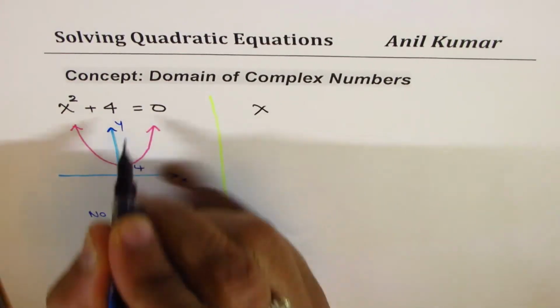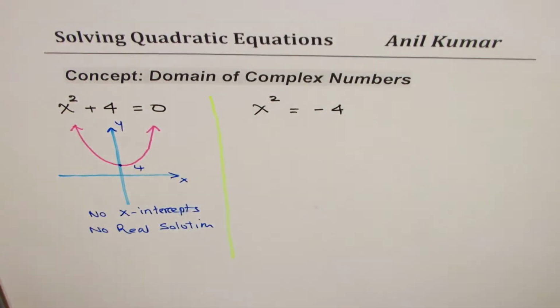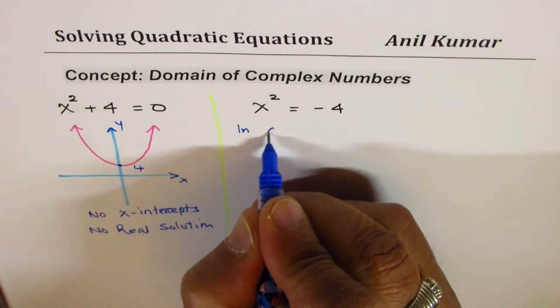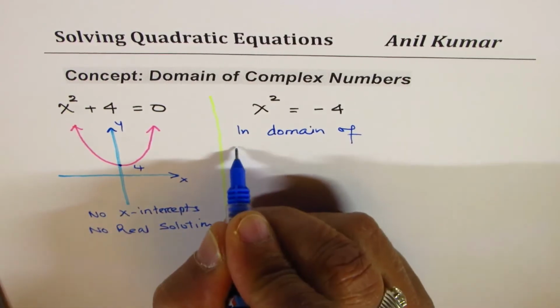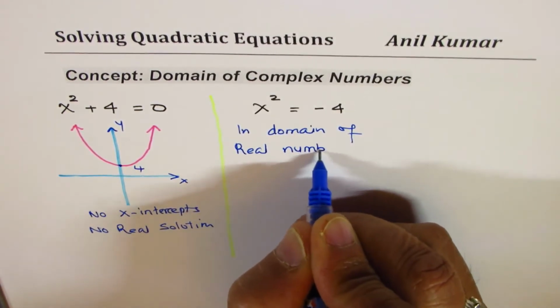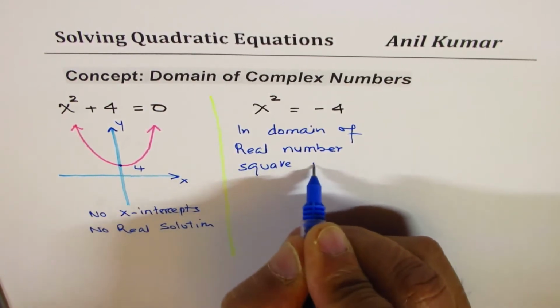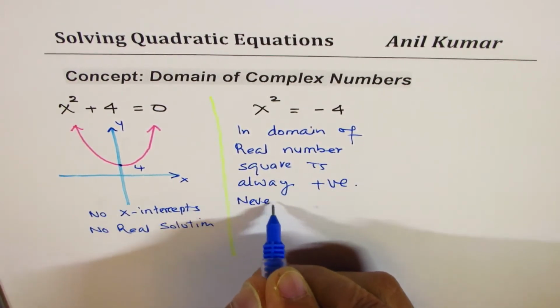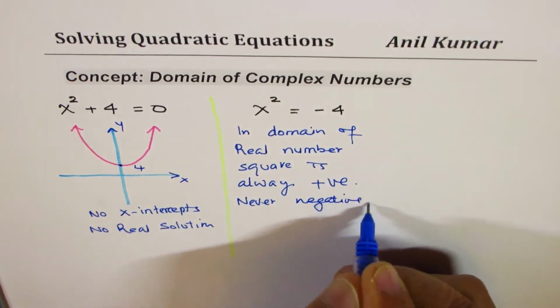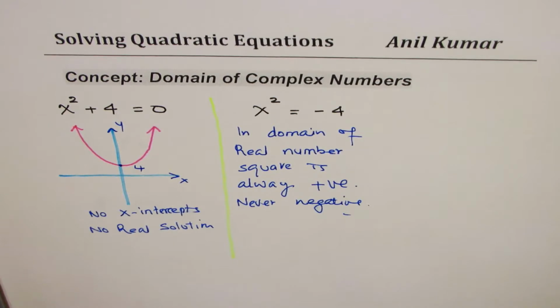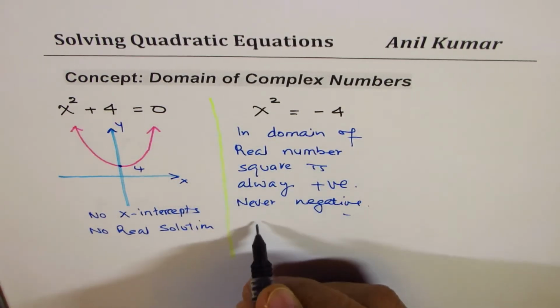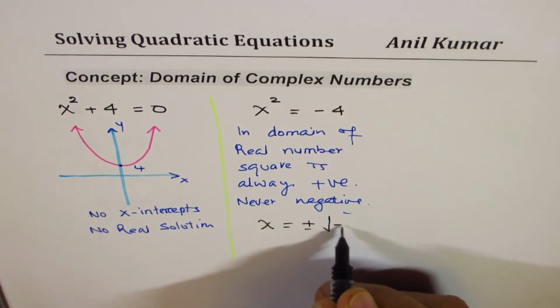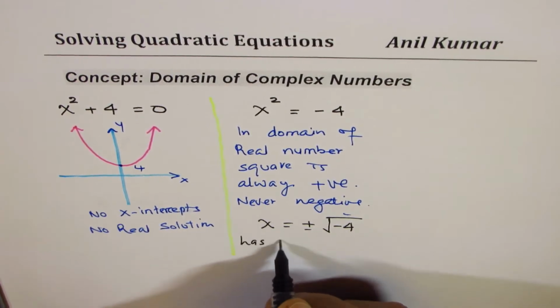Because if I rearrange, I get x squared equals to minus 4. And what did we learn? In the domain of real numbers, square is always positive. Do you see that? Never negative. Is that okay? Perfect. In the domain of real numbers, square is always positive. You cannot have a negative value. And therefore we say that x equals to plus minus square root of minus 4 has no solution.